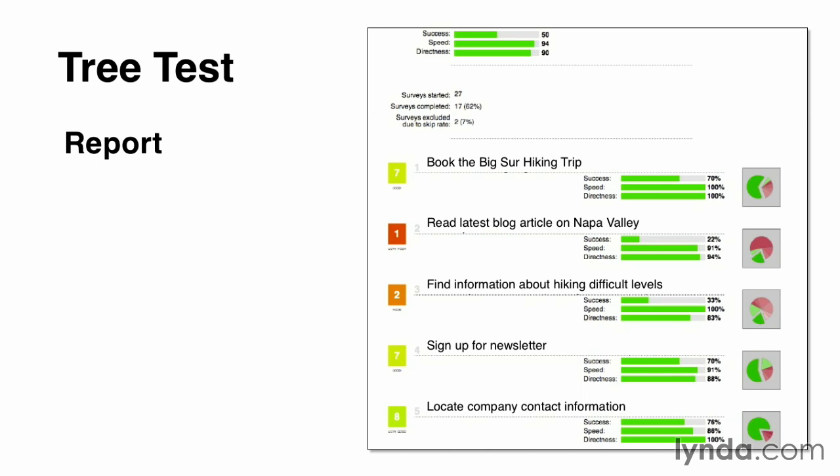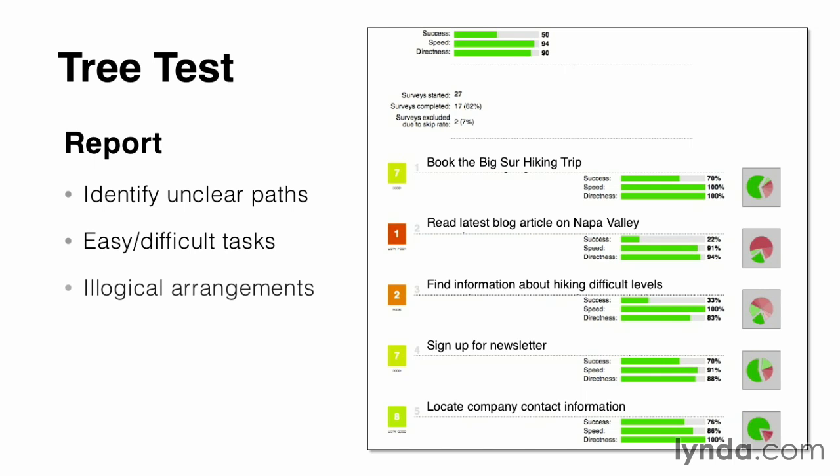Finding information about hiking difficulty levels, people were indirect. They were fast, but they went to the wrong place fast. And so that tells me that I'm not being clear in my navigation for people who are relying on my navigation to find specific information. And so I want to identify any unclear paths, look at what was easy and what was difficult, and any illogical arrangements in the navigation structure.